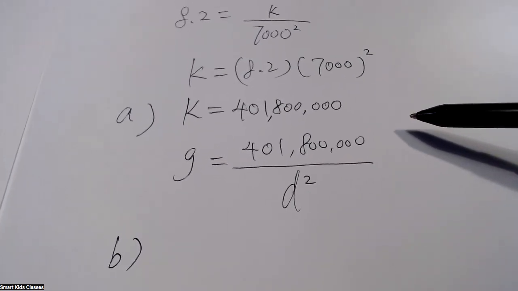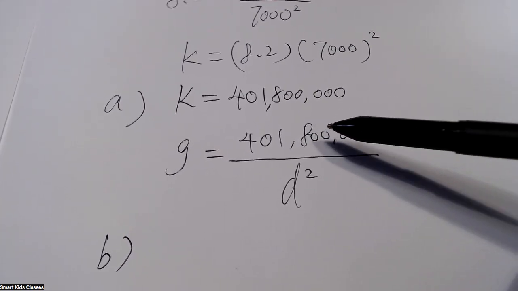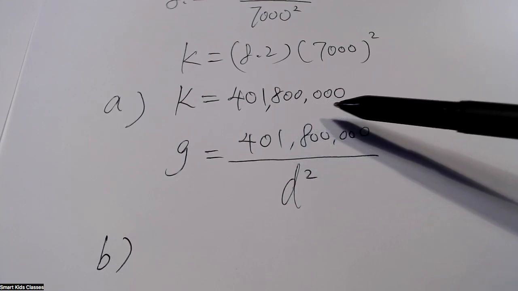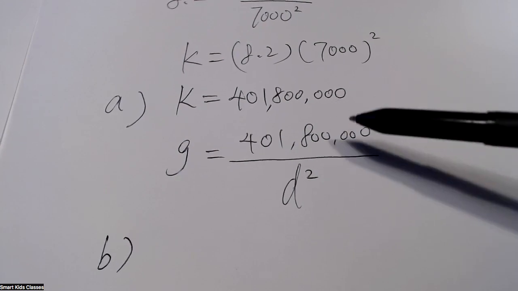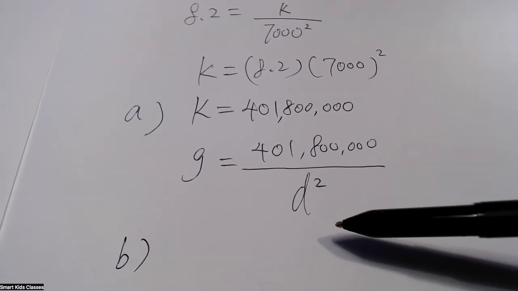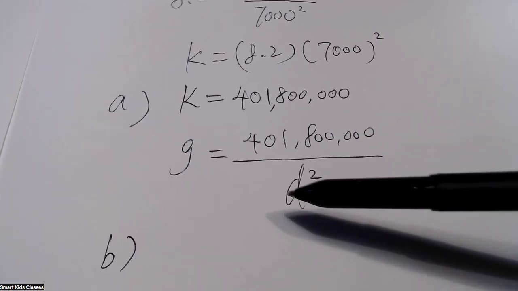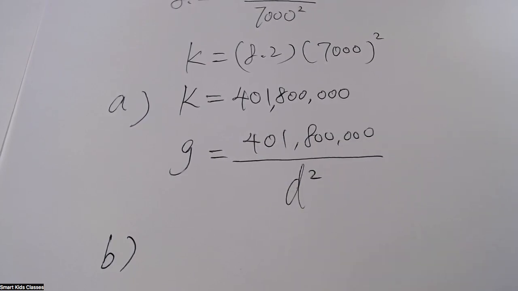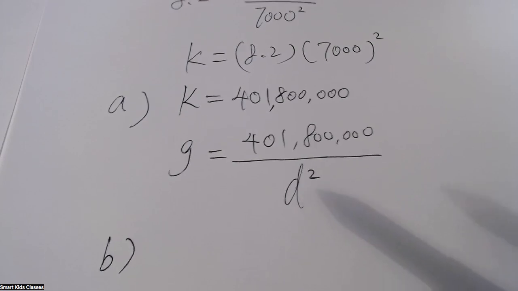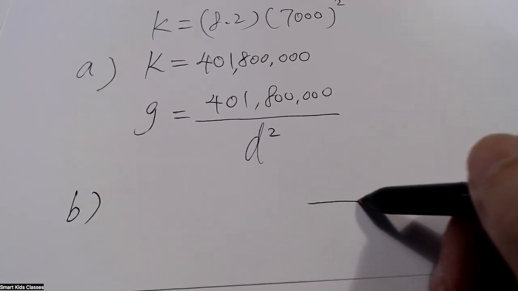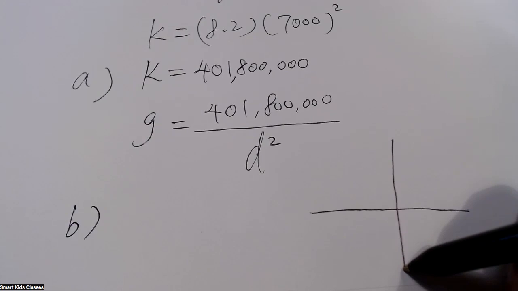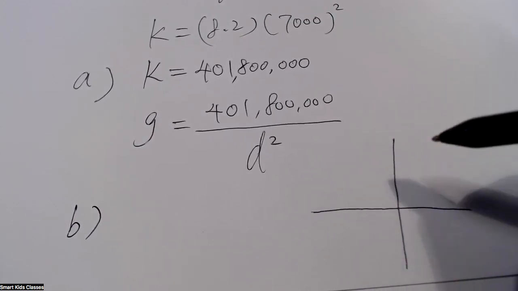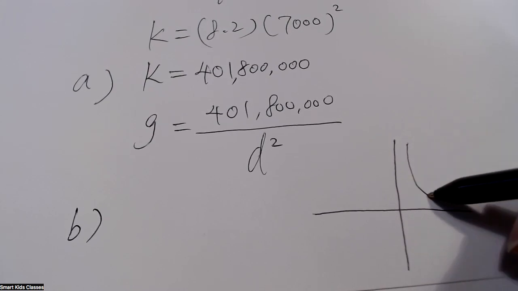Now k is equal to 401 million, 800,000. So we're going to use this k and plug it into the equation, so we find the gravity with this equation. Now we're going to plot it. To plot the equation, this is an inverse quadratic, so we only plot this one.